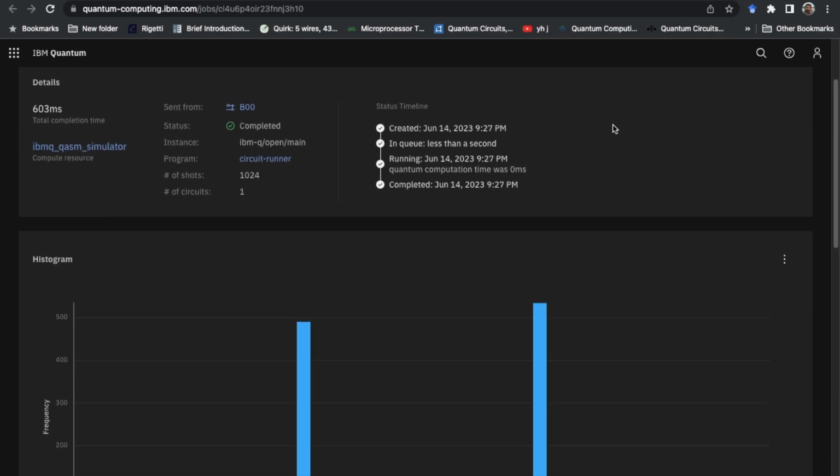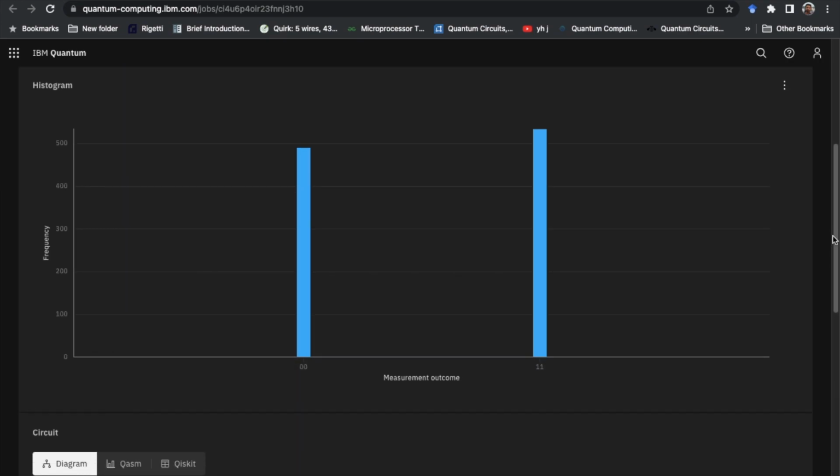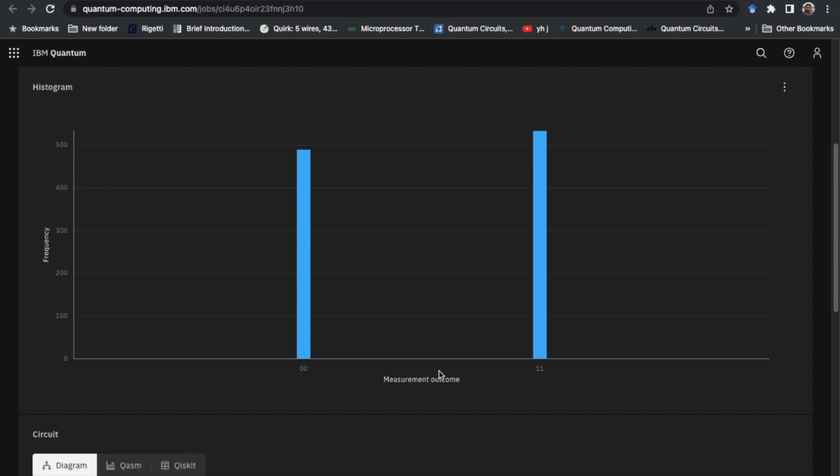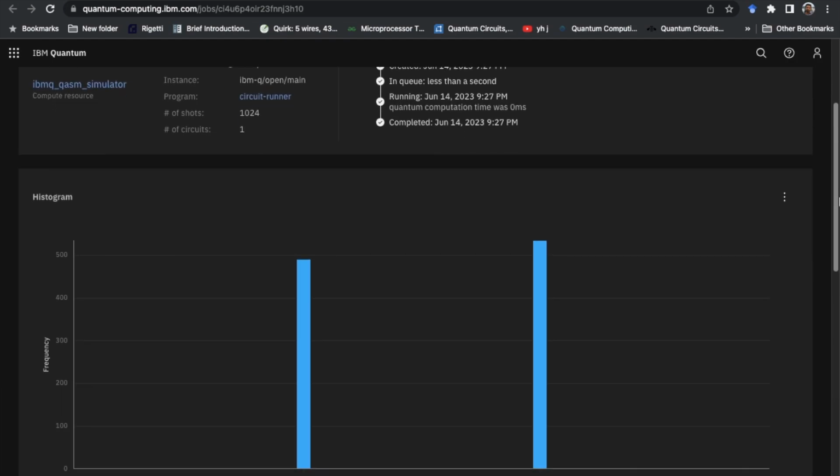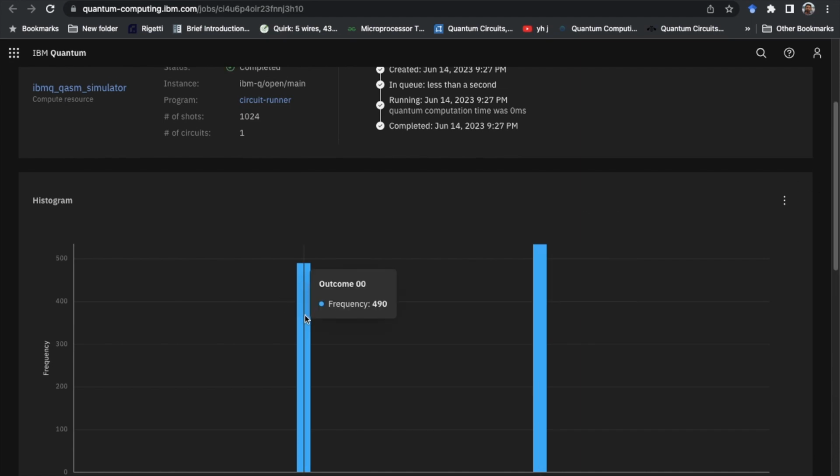Now this is the beta 00 file, you can see the B00 file, and this is the output, that is the measurement outcome of the Bell state when the input is ket 00. Here you can see you will get the outcome 00 490 times among the 1024 shots, and 534 times you will get 11 among the 1024 shots. If you calculate its percentage, for 490 shots it is about 47.85%, and the other is 52.14%.